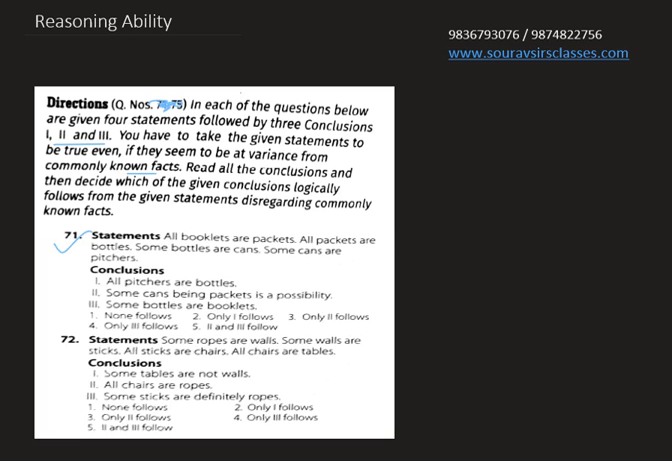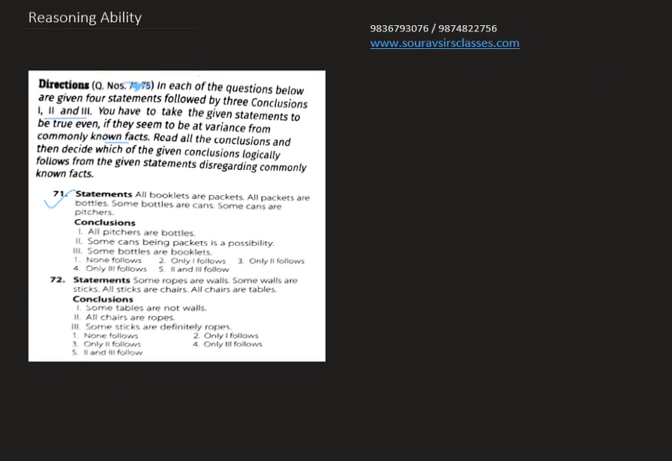All booklets are packets. All packets are bottles. Some bottles are cans, and some cans are pitchers. So, to solve such questions, which are known as syllogism questions, we need to first draw the Venn diagram. First of all, in this question, we are given that all booklets are packets.